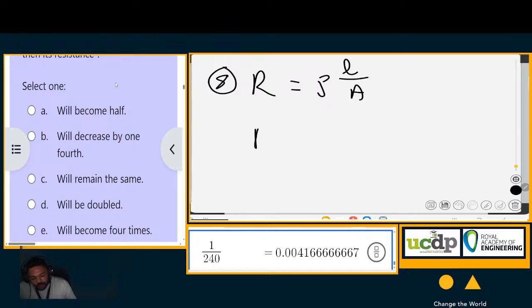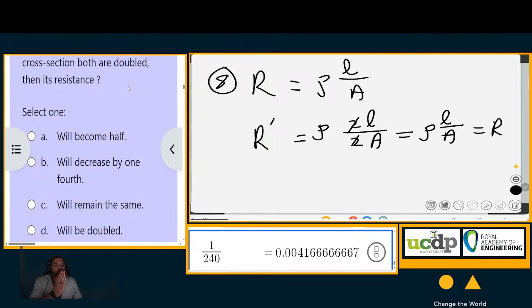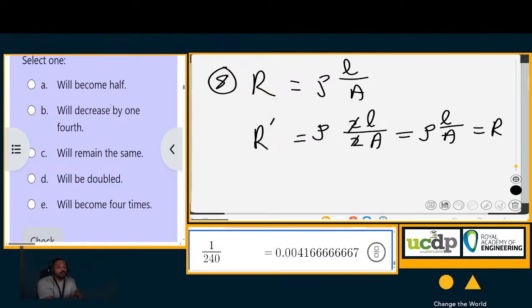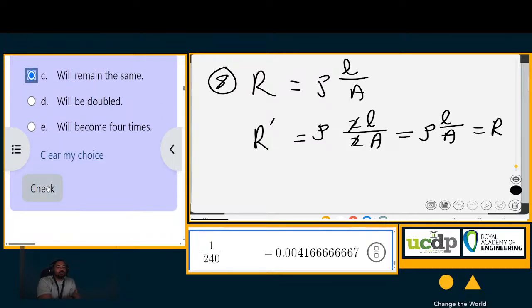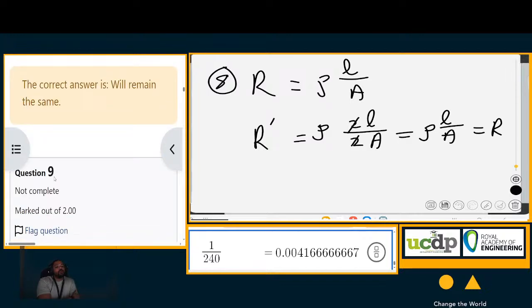But now they say this new resistance R prime. In this new resistance, we double the length, so it's now 2L, and we double the area as well, so it is now 2A. These two will cancel, so what you're left with is just rho L over A, which is exactly the same as R. So if you double both the length and the cross-sectional area, then the resistance stays the same. It will remain the same. Check.